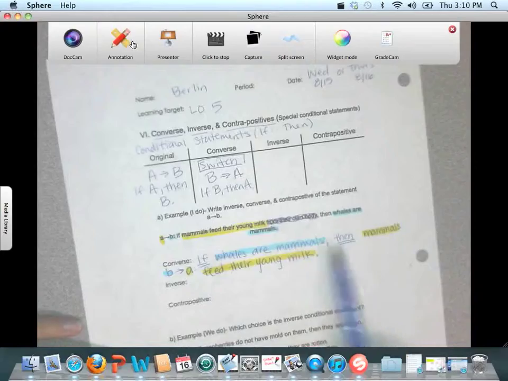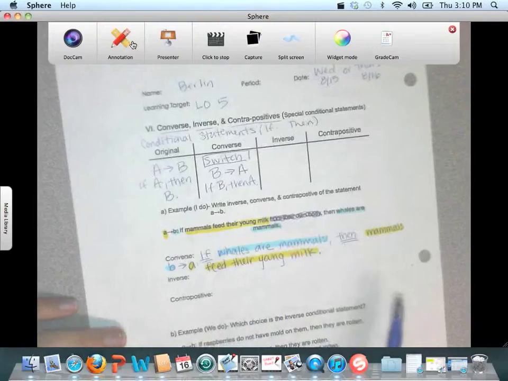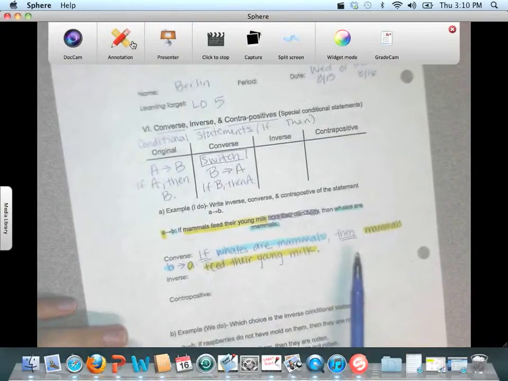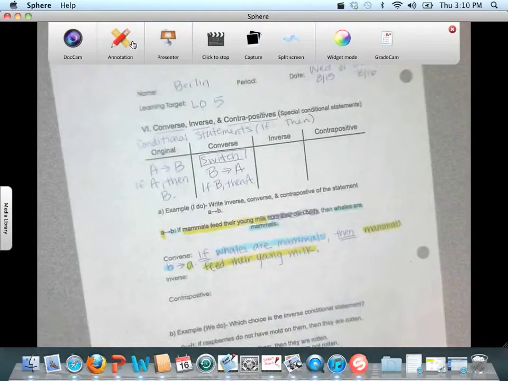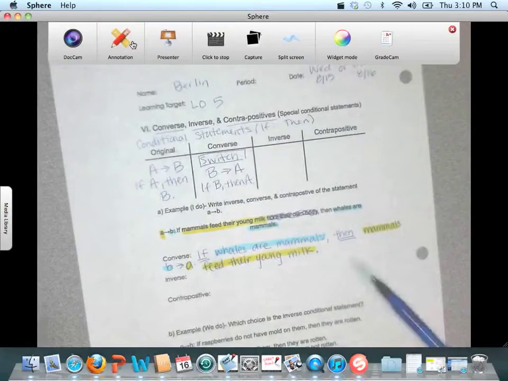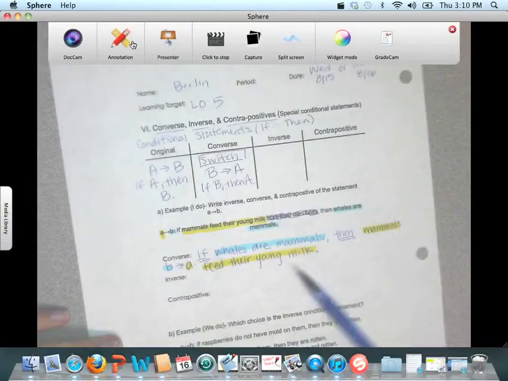Now you might think that this sounds kind of weird, because now it seems like the noun of the sentence is whales. If whales are mammals, then mammals feed their young milk. But that's okay, because you're not in charge of making it true. You're in charge of just switching it. So be careful with that, because you don't want to change it so that it has a different meaning. If you change this to whales, now you've changed what the second statement is about. So you don't need to change big words like that. You just need to switch them, okay?